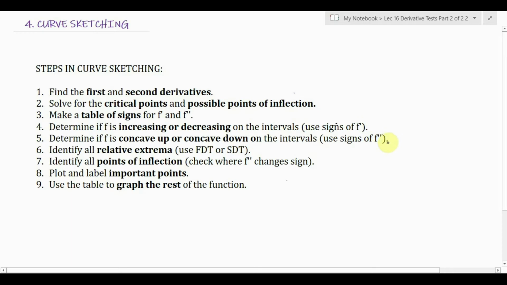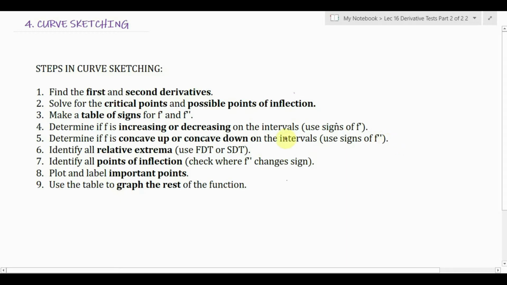Next, we check the concavity. So here we use the sign of f double prime based on section 3. If f double prime is greater than 0, then it is concave up. If f double prime is less than 0, then it is concave down.